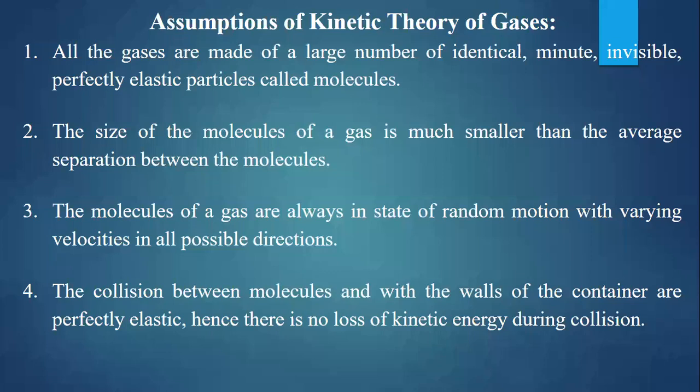Then the molecules of a gas are always in a state of random motion with varying velocities in all possible directions. They can move freely. They can acquire any velocity. Of course, it should be less than the velocity of light. Finite velocity they can acquire, and they can move in all possible directions.